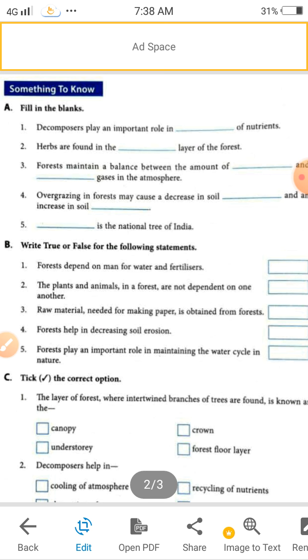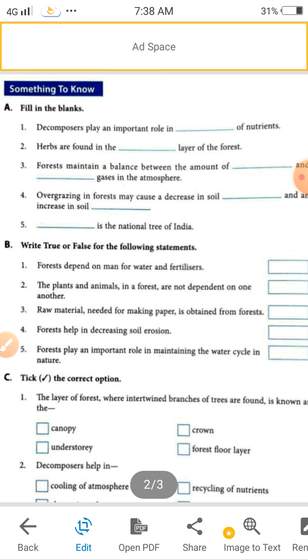In which layer are they found? It is known as the forest floor layer. Herbs are found in the forest floor layer. Third: forests maintain a balance between the amount of dash and dash gases in the atmosphere. Which are these gases? These are carbon dioxide and oxygen. Forests maintain a balance between the amount of carbon dioxide and oxygen gas in the atmosphere.